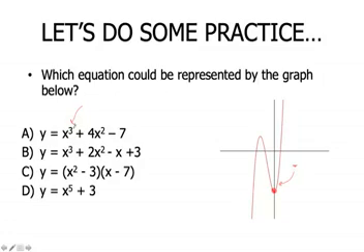Plug in 0 for x right there. Goes away. 0 cubed is 0. Plug in 0 for x right there. That whole expression goes away. And what am I left with? Well, negative 7. So that could work. That could be the y-intercept.